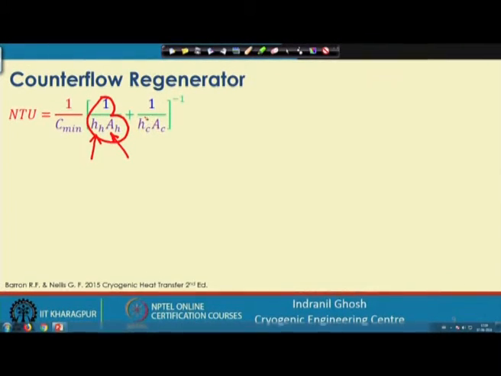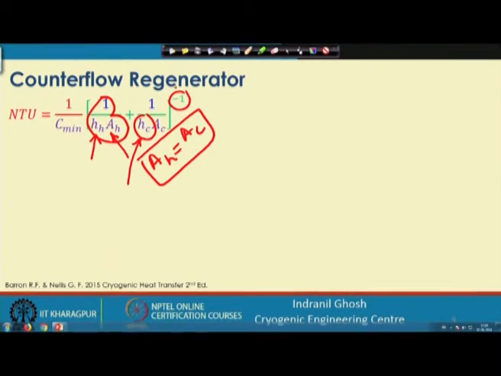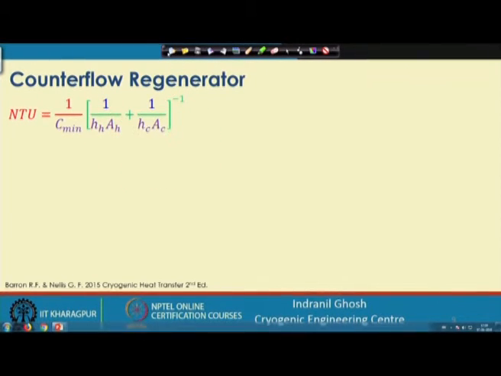And in general, if it is a fixed bed, most of the time A_H and A_C are the same area, and here h_C is the heat transfer coefficient associated with the cold flow. So, this whole bracket is raised to the power minus 1. This is how we define the NTU for this counter-current regenerator. With this basic definition, we will continue in the next lecture with the design or the simulation of the regenerator. Thank you for your attention.